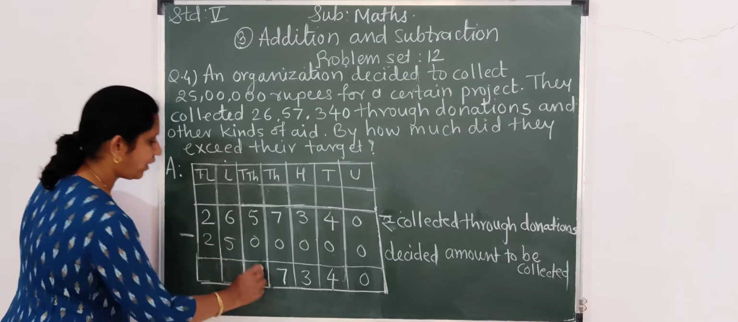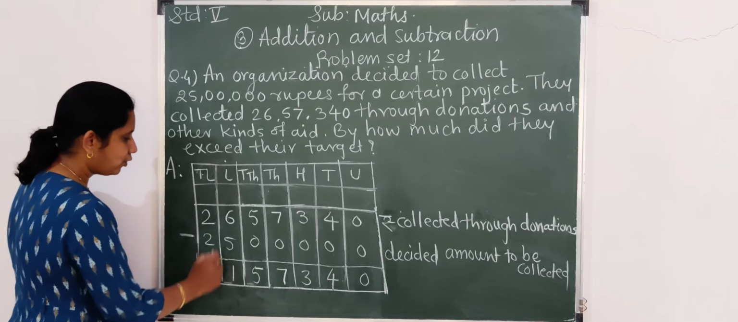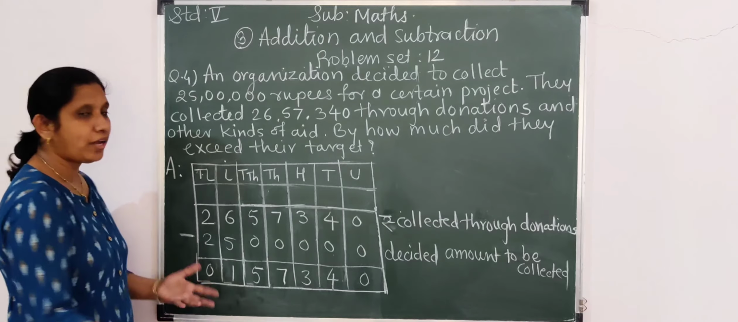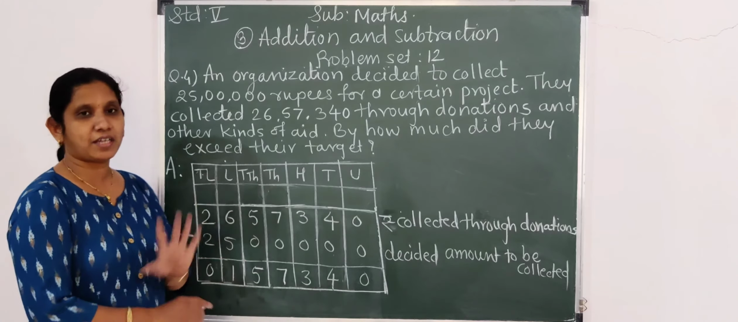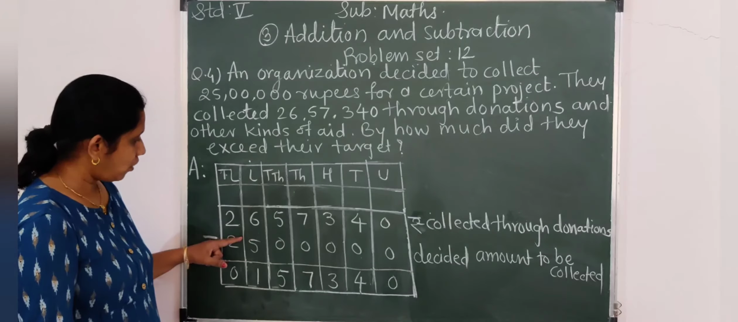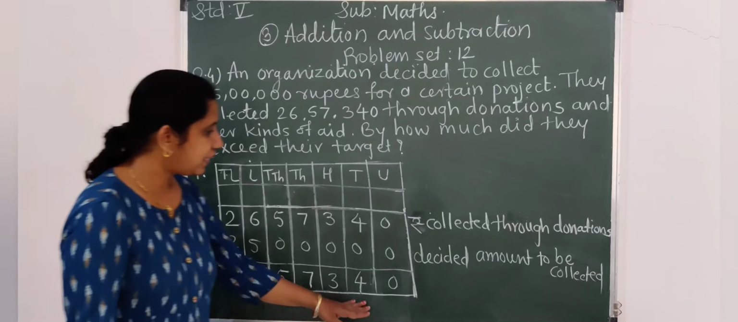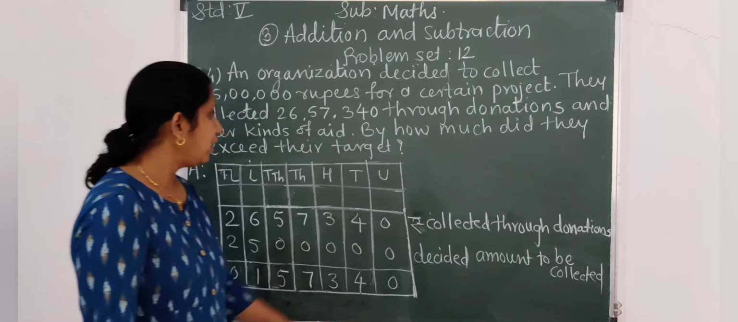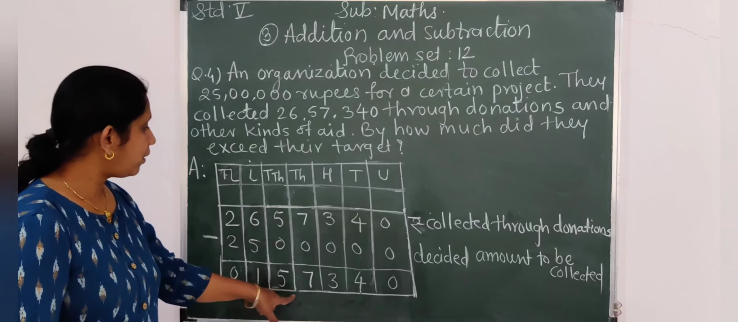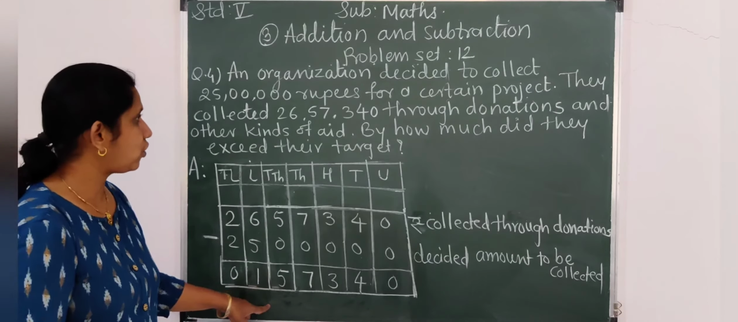5 minus 0, 5. 6 minus 5, 1. 2 minus 2, 0. No efforts. Nothing to be subtracted. Yes? What is our final answer? 1,57,340. Okay, so this much amount they have collected extra.